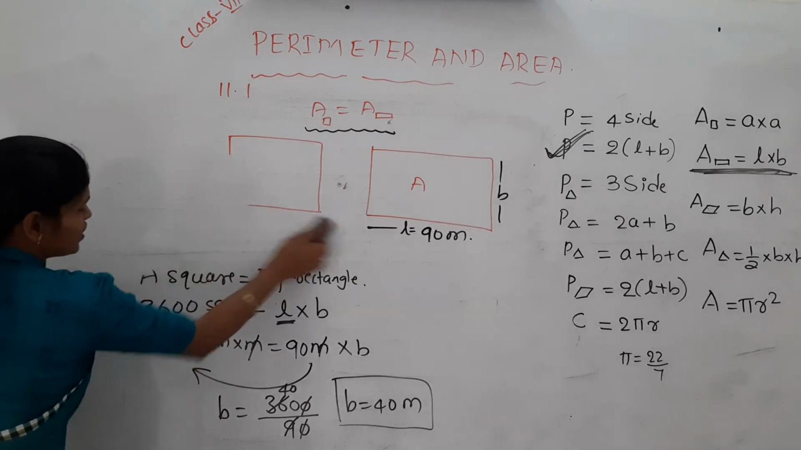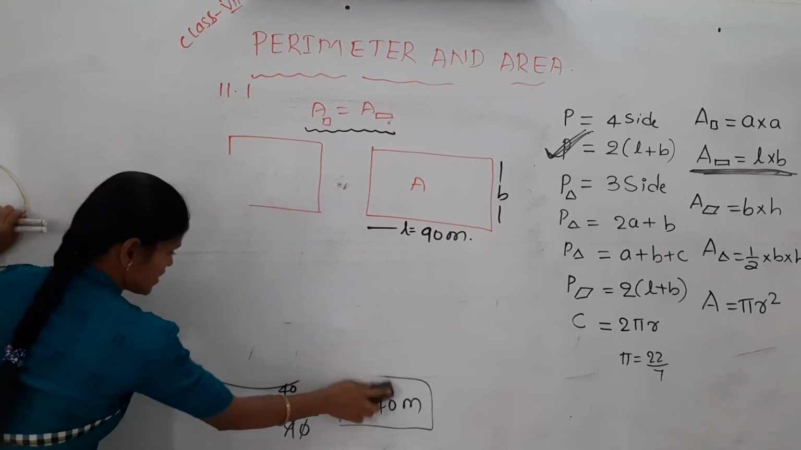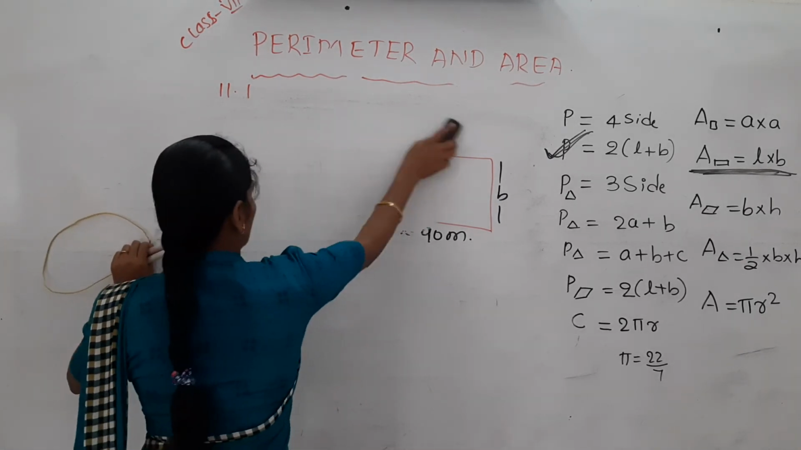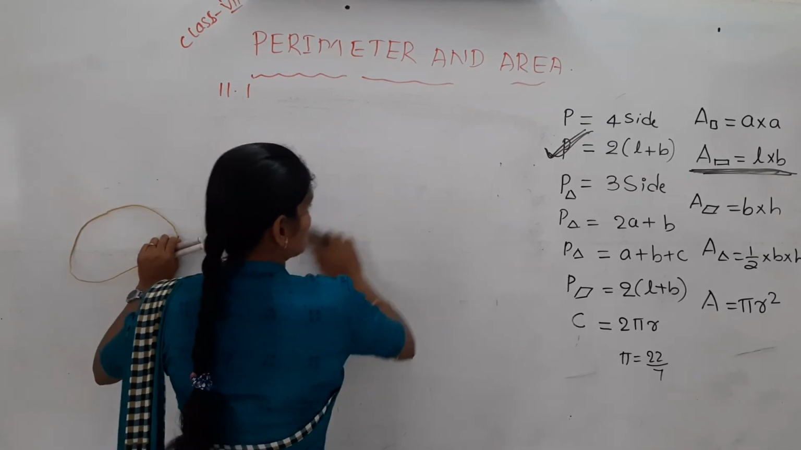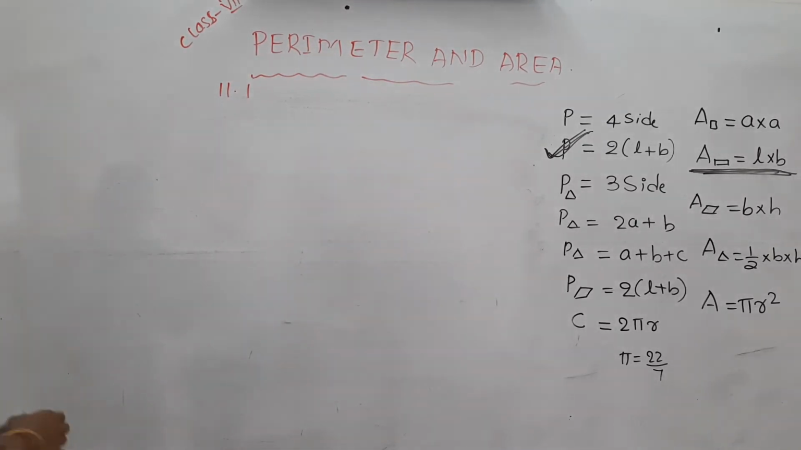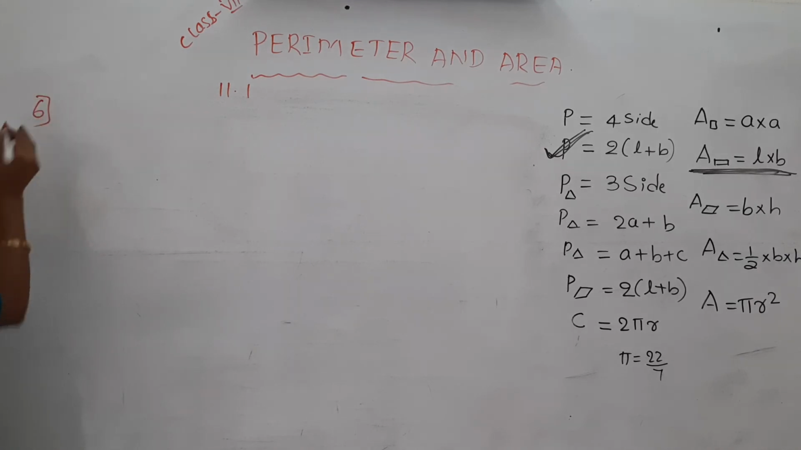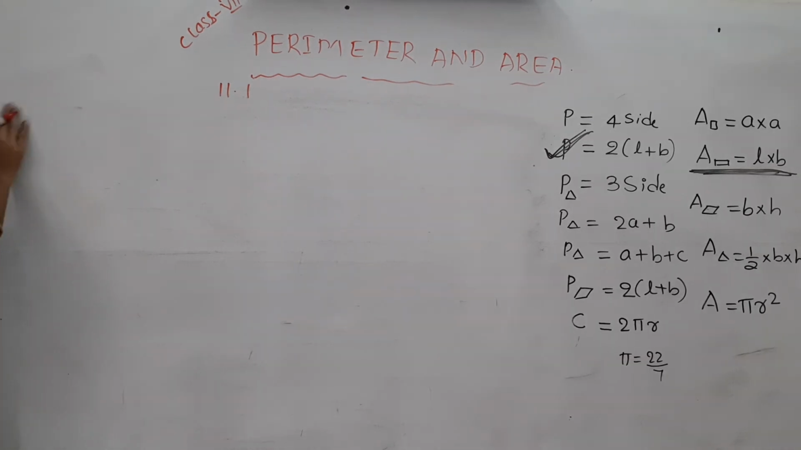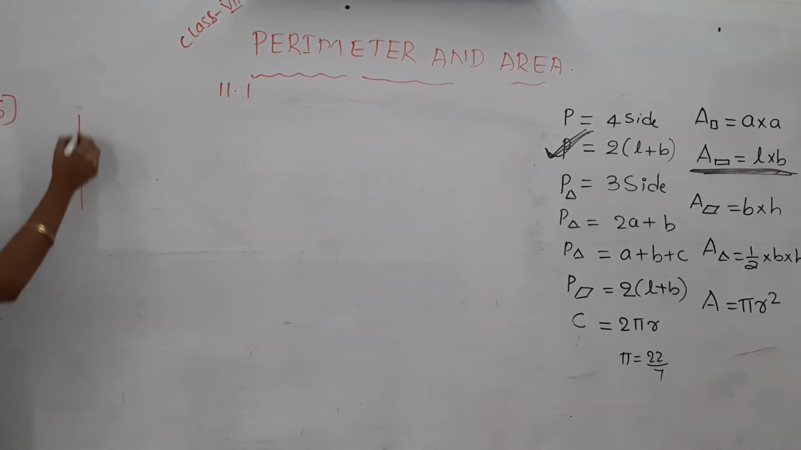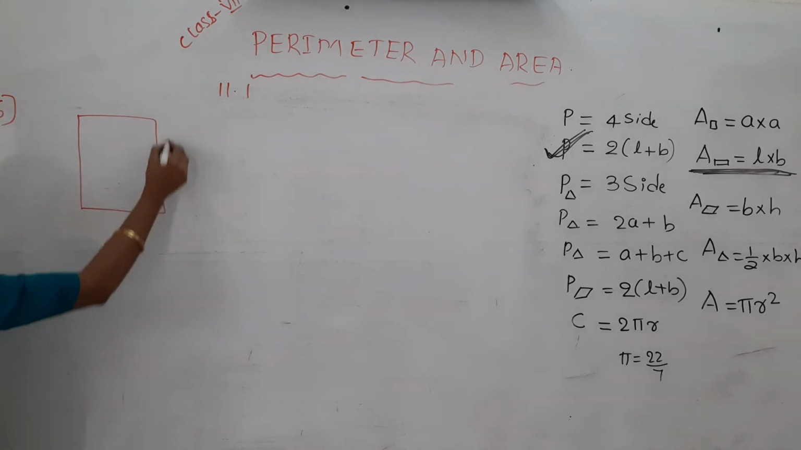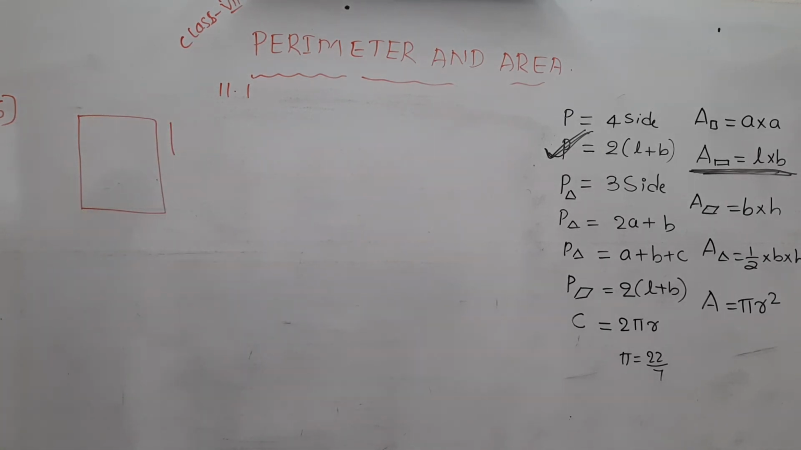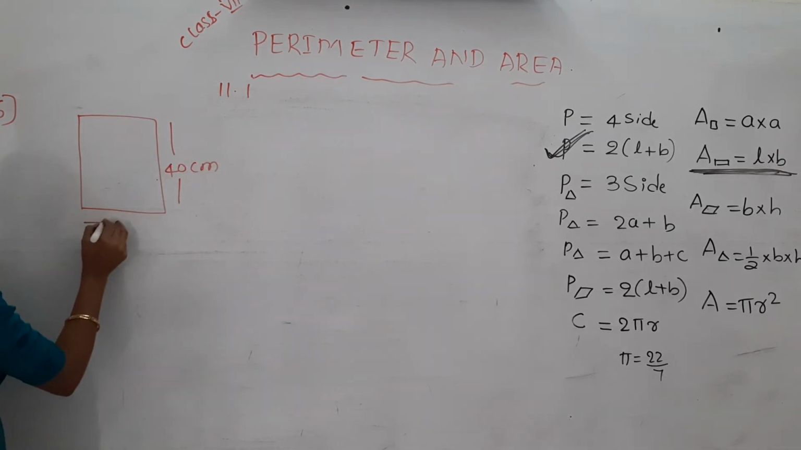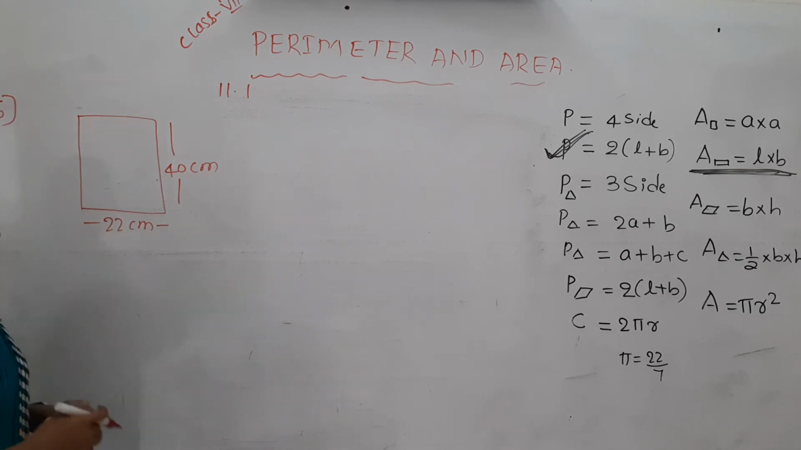What is the length of the rectangle? If your wire is bent in the shape of a rectangle, a wire is bent in the shape of rectangle. Its length is how much? Yes, length is 40 centimeter and breadth is 22 centimeter.